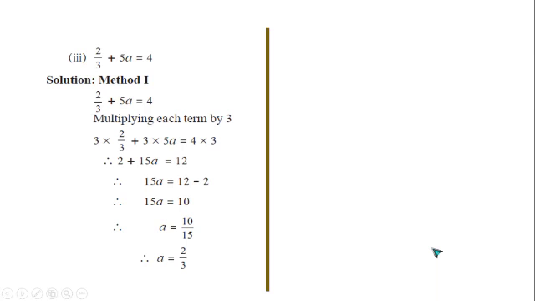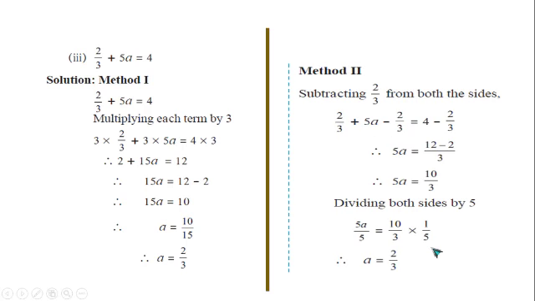Now children, for the same sum, for the same equation, we have two methods. We can use any one of these two. Let's understand them. So, let's start with the equation 2 upon 3 plus 5a is equal to 4.